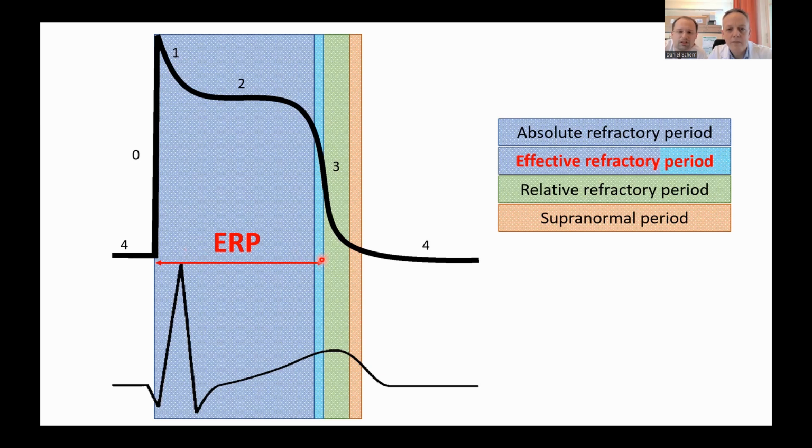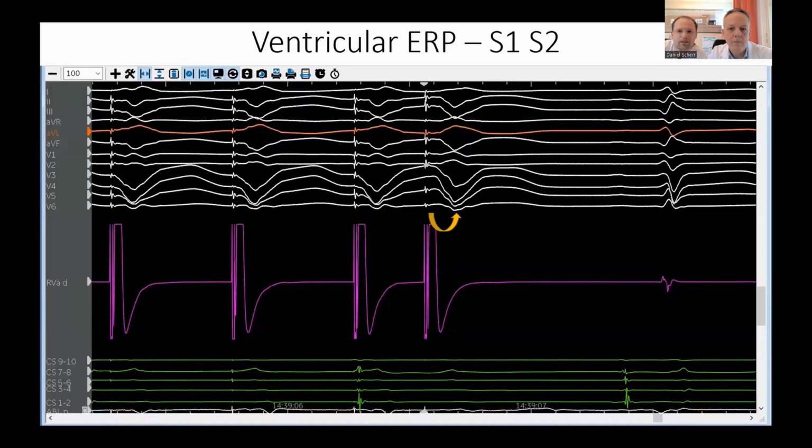After further repolarization, ERP is followed by a relative refractory period, during which only a larger than normal stimulus can result in activation of the cardiomyocyte and lead to a propagation of the action potential. In EP testing, we primarily focus on measuring ERP.